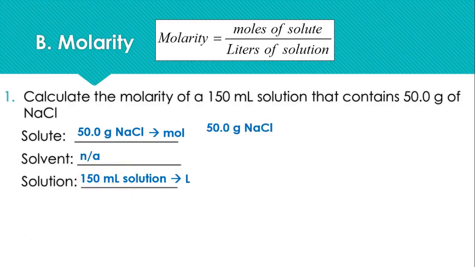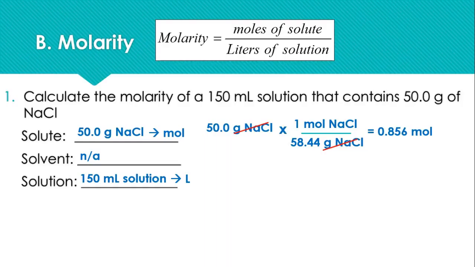So let's do that. 50 grams of sodium chloride. Well, how do I change grams into moles? We need the molar mass. So if I add up 1 sodium and 1 chlorine, 22.99 plus 35.45, those are their atomic masses from the periodic table, I get 58.44 grams, and that's equal to a mole of sodium chloride. Cancel my units, and I end up with 0.856 moles of sodium chloride.